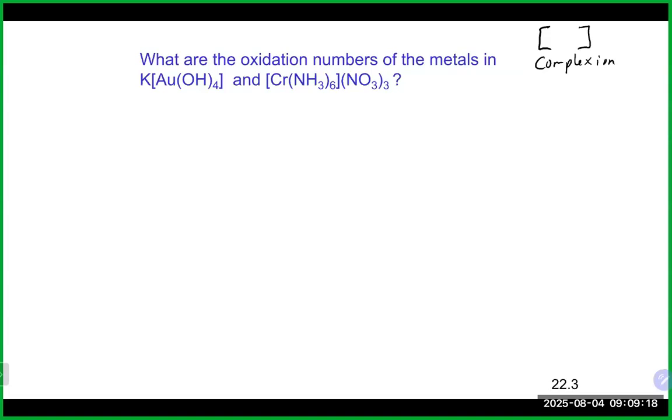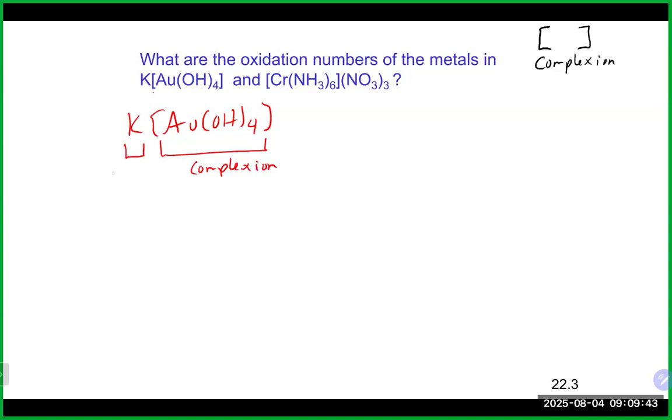Okay, let's take a look at this one. As I mentioned before, typically when you see a coordination compound written, a lot of times they will put brackets around the complex ion part. So when we look at the first one, K[Au(OH)4], this part right here is our complex ion.